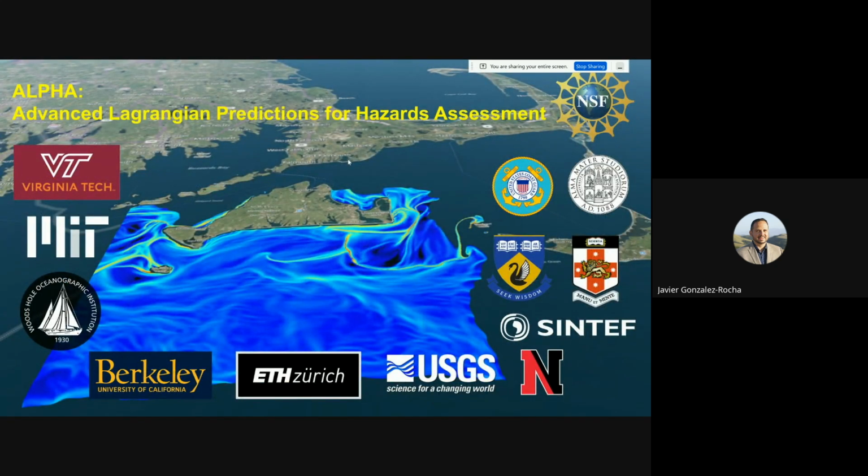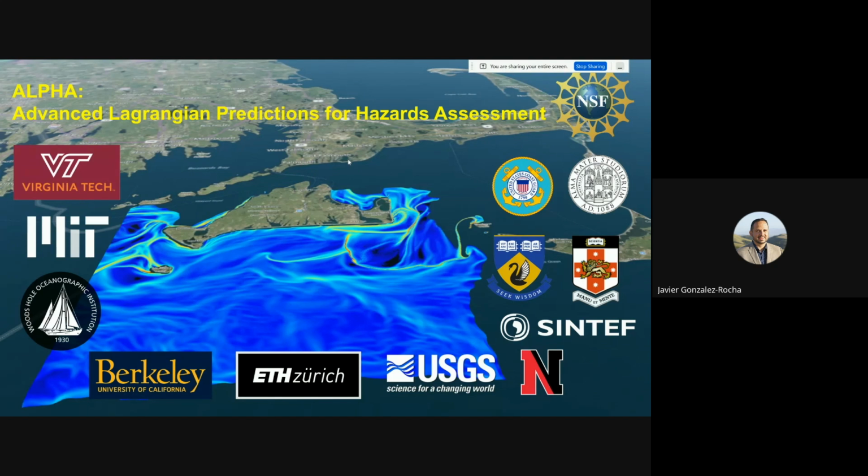And so now that I talked about wind sensing, I want to take a leap into an application, to connect the dots as to why wind sensing is important. So here, this was a recent project that I was part of. This was the ALPHA project, the Advanced Ranging Predictions for Hazards Assessment. And so this was led by MIT. And we were at Virginia Tech. So we were one of the many participants.